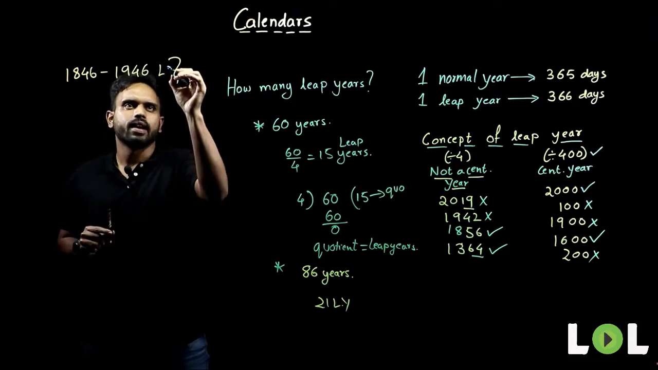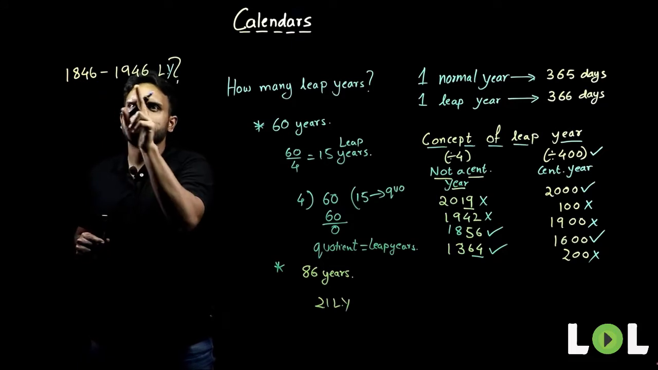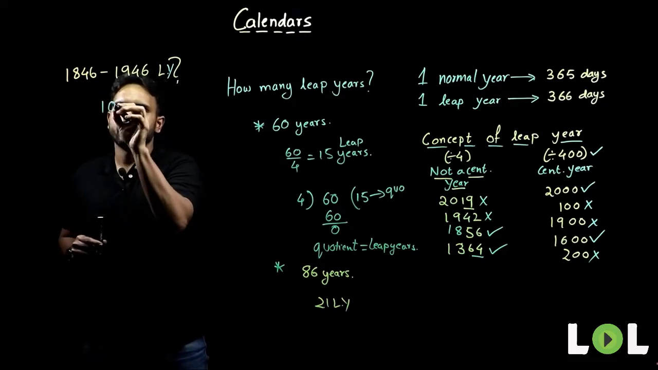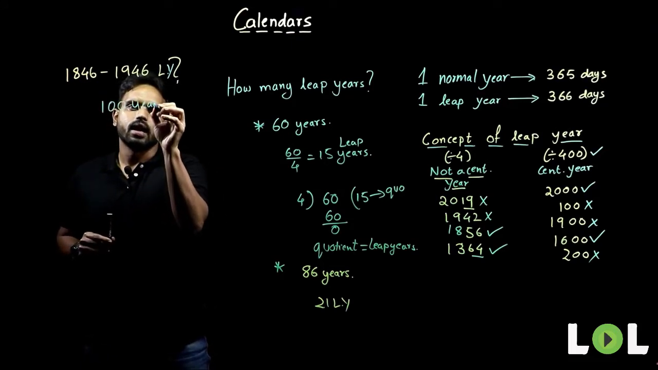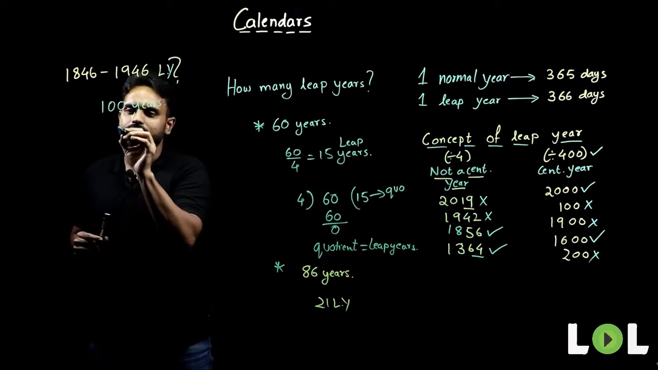Now, if I move ahead and I say between 1846 and 1946, how many leap years are there? If I ask you how many leap years are there, what will you do? 1846 to 1946. Yes, there are 100 years. In 100 years, how many leap years will be there? 25.